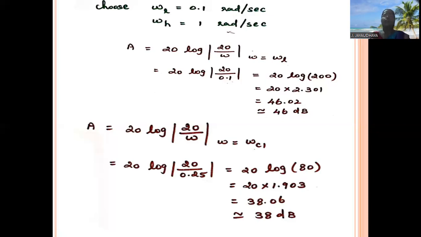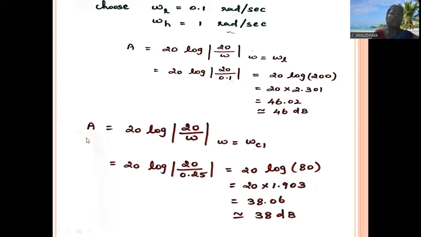Okay. Then after that, you have to find out your magnitude. How to find out your magnitude? 20 log of the modulus of the first term. The first term is nothing but 20 divided by omega. So here we are substituting omega equal to omega L. Omega L value is 0.1. So therefore, 20 divided by 0.1 gives you 200. Then you have to take log of 200 multiplied by 20. You will get 46.02, which is approximated to 46 dB.